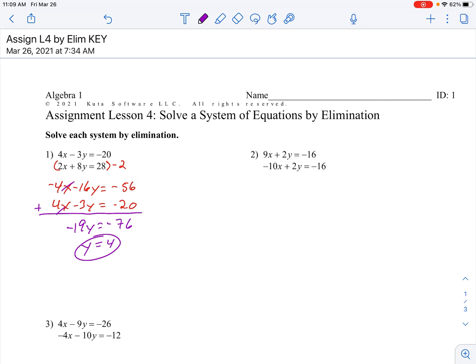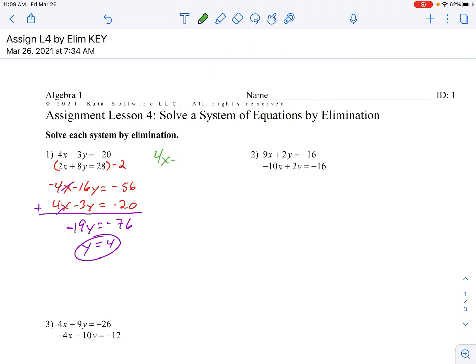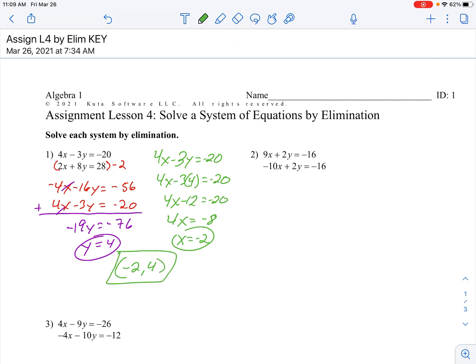Now, I find y, go back, find x, go back to any equation. I'm just going to go back to, say, the top one, and I'm going to plug in y is 4, and quickly solve out for x. Add 12 over, I get negative 8, and x is negative 2. We typically write it as an ordered pair, negative 2, comma 4.